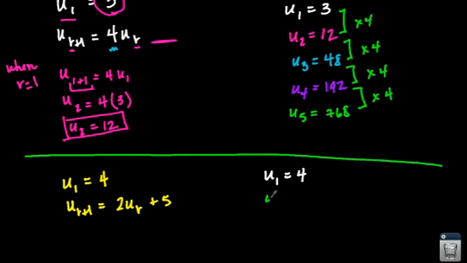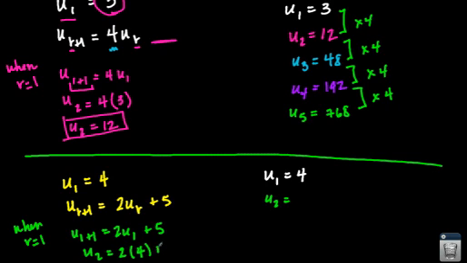Okay, I lied. Maybe I will show you the longhand. This is when r equals 1. So we go ahead and plug in 1 for every r. We end up with u sub 2 equaling 2 times 4 plus 5. So basically, 2 times 4 is 8, plus 5 is 13. So basically, we take this number, we multiply it by 2, order of operations, and then add 5.